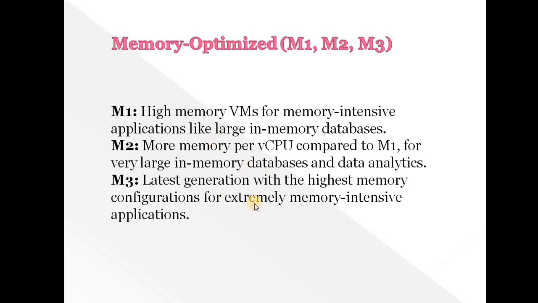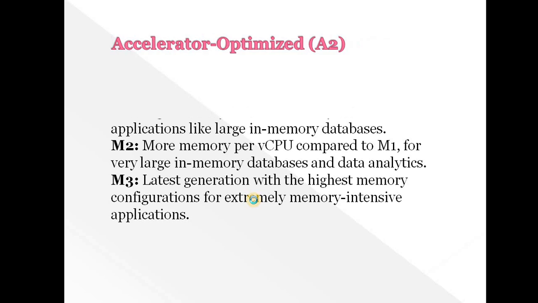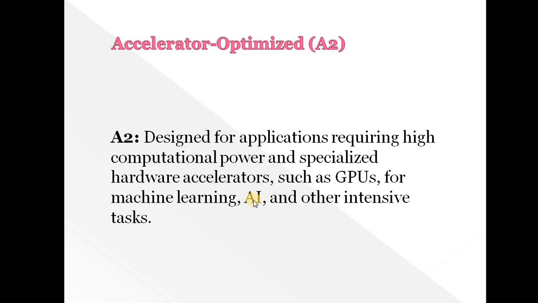The same way M3 as well. Okay. So and then next is accelerate optimized. Here we have as of now A2 is there. I will show you the Google Cloud documentation part also, what kind of versions are there for each machine family as well.